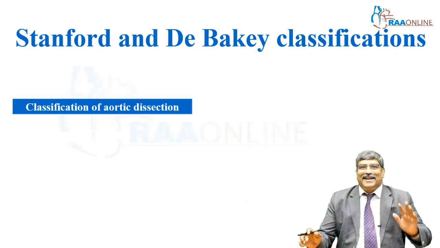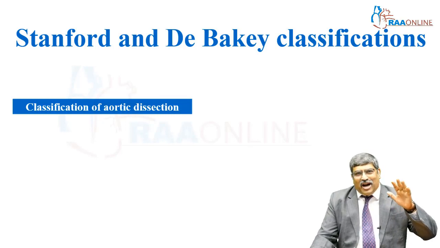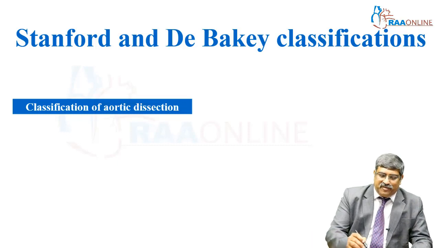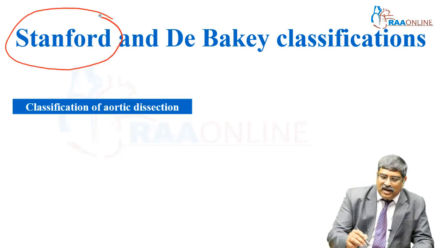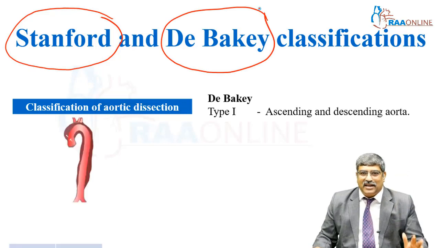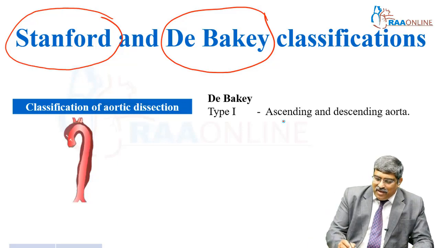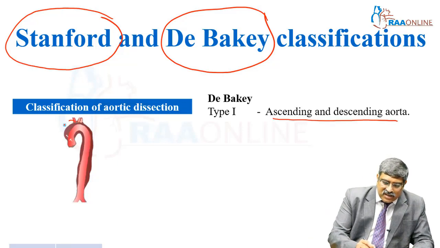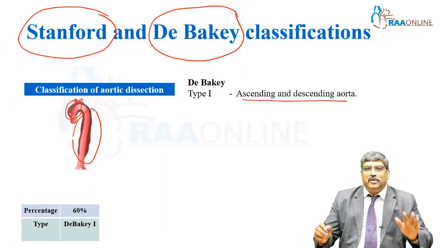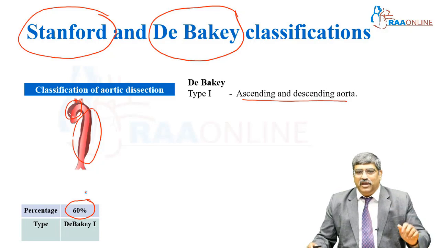Coming to the classification of aortic dissection or acute aortic syndrome. The most commonly used classification is Stanford and another one is DeBakey. Coming to DeBakey classification, there are three types. Type 1 involves the ascending as well as the descending aorta, which is the most common type, happening in about 60% of patients.